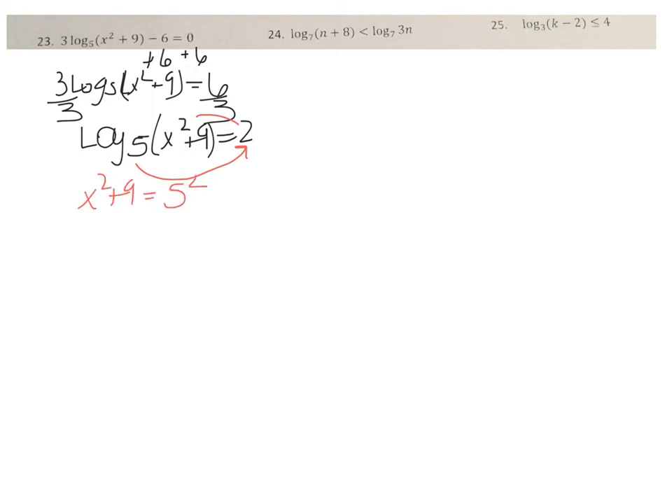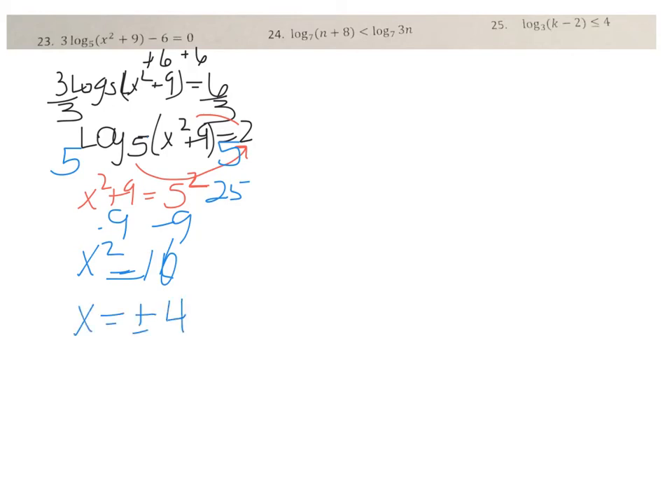Now, if you're not getting that right, you need to exponentiate both sides by putting the 5 underneath it as the exponent. So exponentiating would look like this, 5 to the log 5 of x squared plus 9 equals 5 squared. And the 5 and log 5 cancel, and you get x squared plus 9 equals 5 squared. You get the same thing. So subtract the 9, and x squared equals 16 because this 5 squared is 25, minus 9 is 16, and x equals plus or minus 4, because I take the square root of both sides.